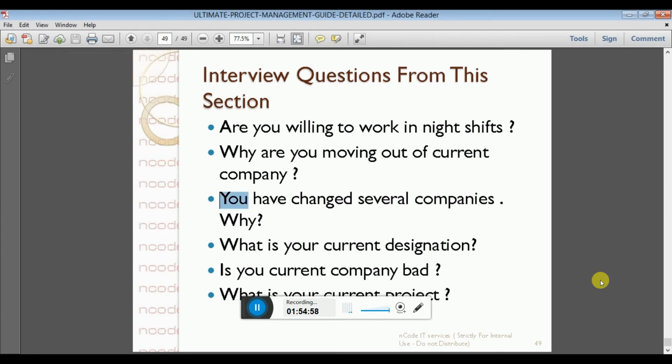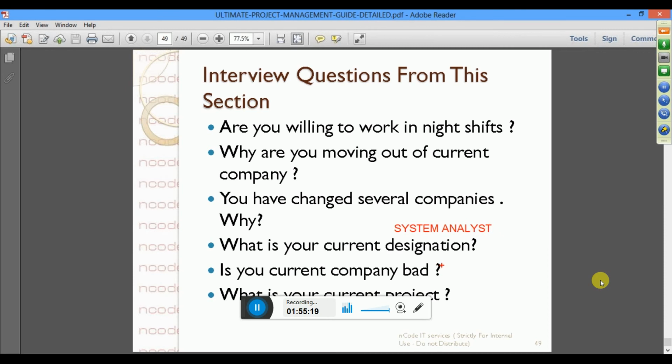Now you have changed several companies. Why? I don't think you will come across this problem. What's your current designation? System analyst. So you say you are a system analyst. That's your designation. Then, is your current company bad? You say, no, it's not a bad company. It's a good company. My manager is good. And never say bad things about managers. Even if there's a bad manager, don't say it. You just say he's a nice guy, he's okay. You don't have to praise. If somebody is bad, you just say it's okay, I don't have any issues.